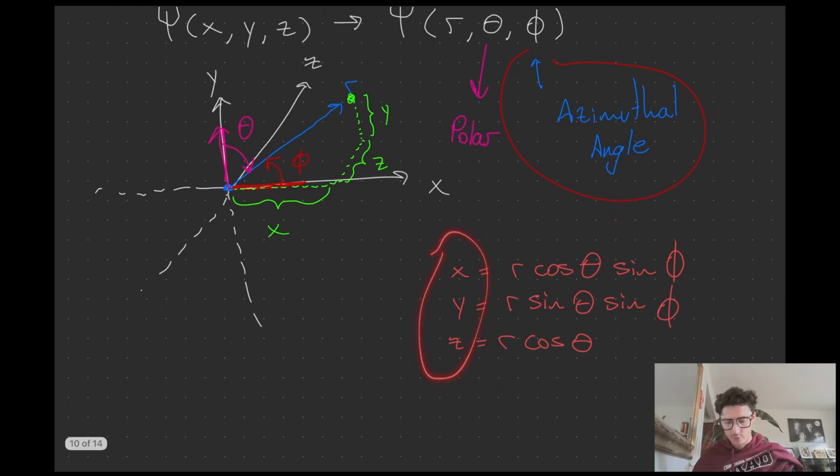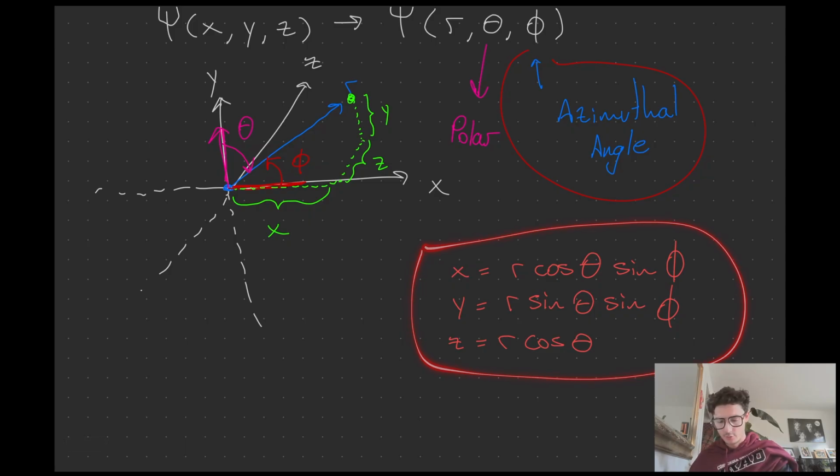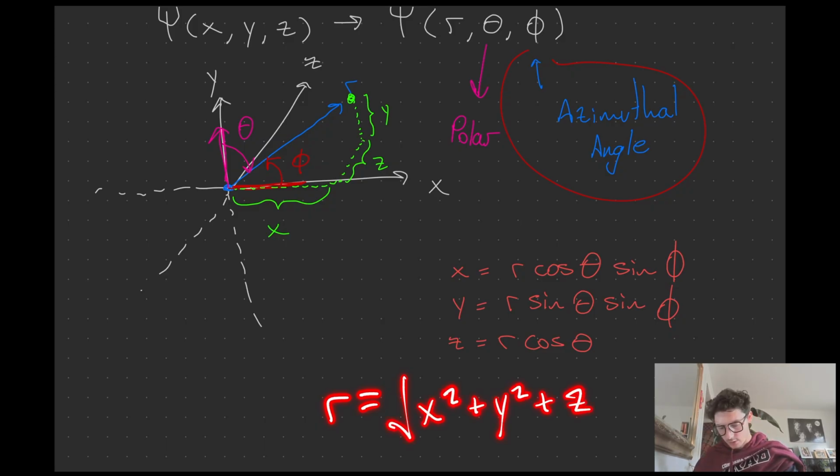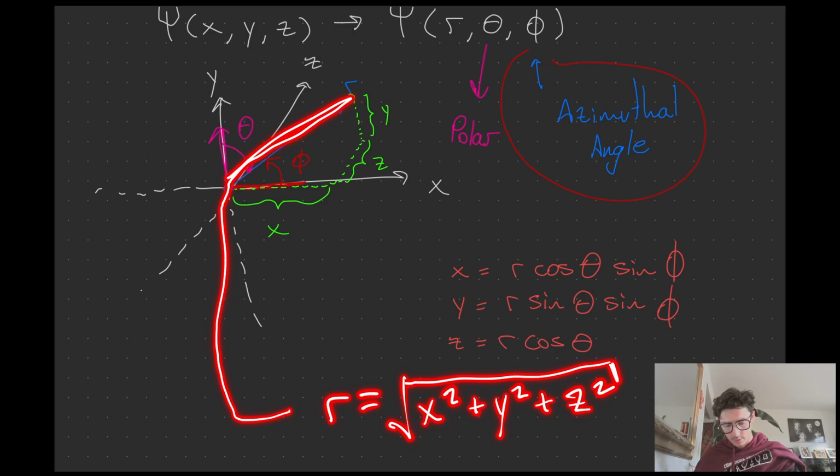You see how here we have x, y, and z with respect to these three variables. There's also a way of writing r, theta, and phi in terms of x, y, z. Off the top of my head, I know r is equal to the square root of x squared plus y squared plus z squared. It's like a 3D Pythagorean theorem. So you can find the distance r by doing these.